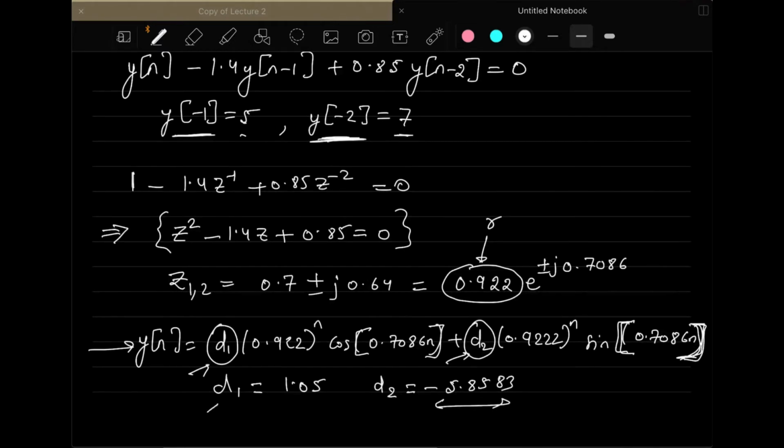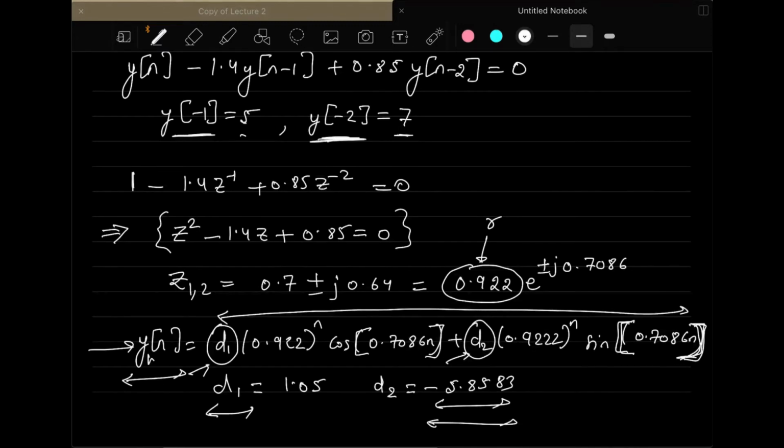Once you have these values, it's straightforward. You just substitute them into this solution, and what you will get is the complete homogeneous solution, or the natural response, for y[n]. In this way you have to solve questions related to difference equations for discrete time. So any questions here?